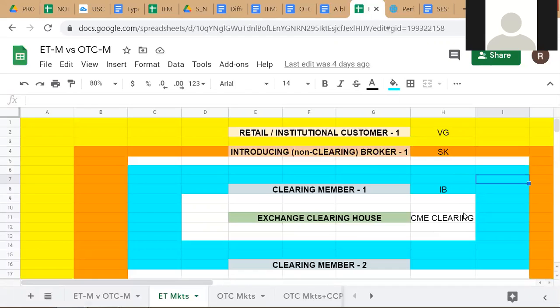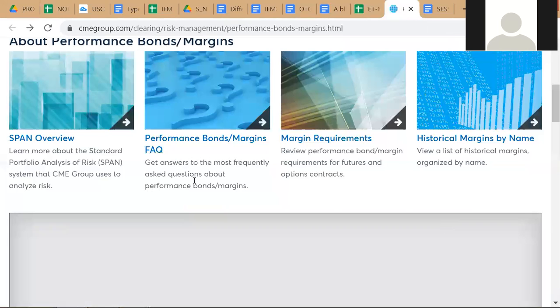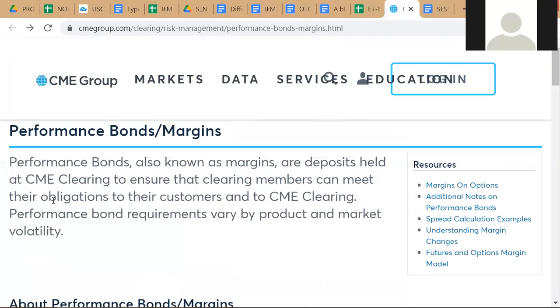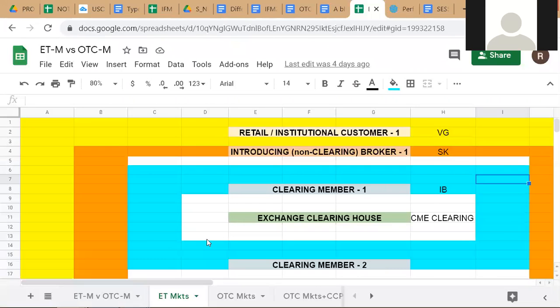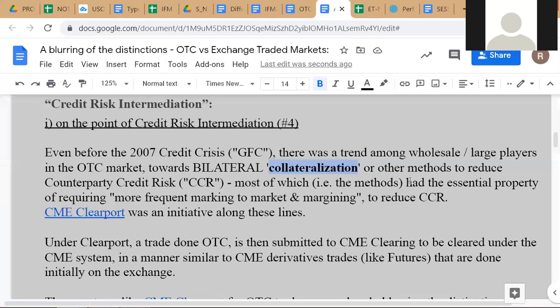So that would be like me lending you money, so I want you to collateralize it. So performance bonds and margins are actually a way of collateralizing this exposure, the credit risk exposure that arises from engaging in financial contracting in financial markets, or entering into financial market transactions. So many players were actually already doing this bilateral collateralization. Bilateral means between two parties.